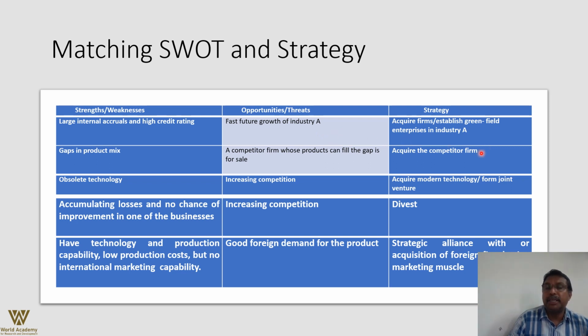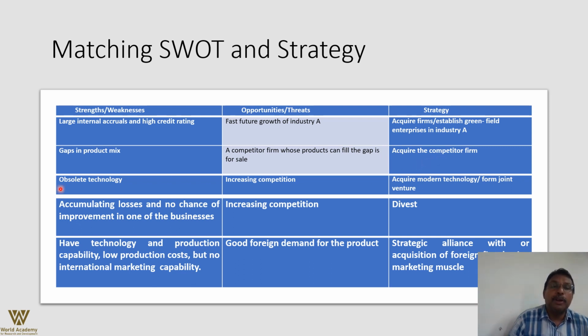So what are we going to do? Strategy: acquire a firm. Probably we are going to go for inorganic growth, or establish greenfield enterprises in industry A. What happens if there are gaps in the product mix? We can have a competitor firm whose product can fill the gap, and probably acquire such a firm.